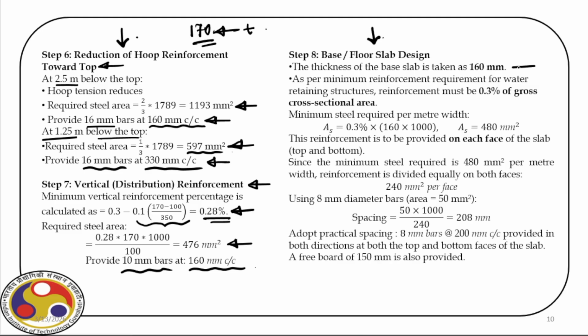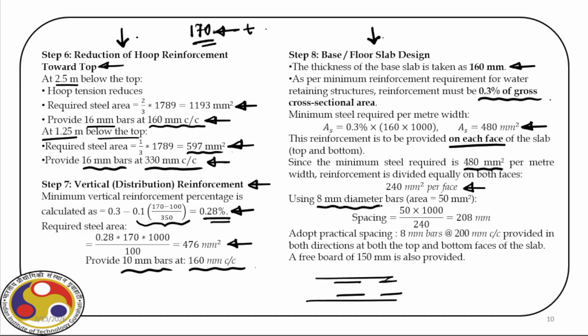So let us provide a thickness of 160 millimeter base. As per minimum reinforcement for water retaining structure, it has to be 0.3% of the gross cross-sectional area. So the requirement is 480 millimeter square. Now this reinforcement is provided on each face of the slab, that is at top and bottom. So we have to provide either side. So since the minimum steel required is 480 millimeter square per meter width, reinforcement at the top face and bottom face are provided equally. So we distribute this as 240 millimeter square per face.